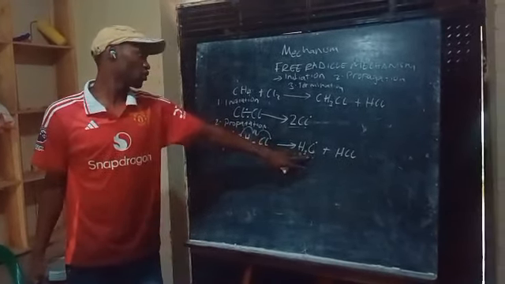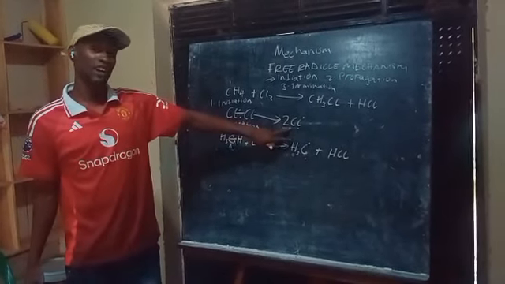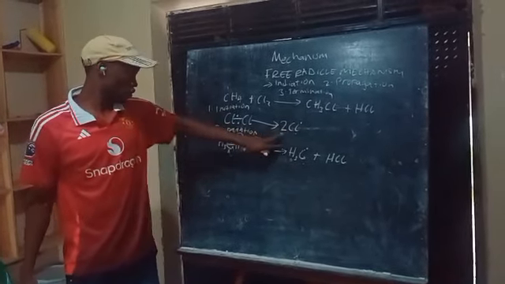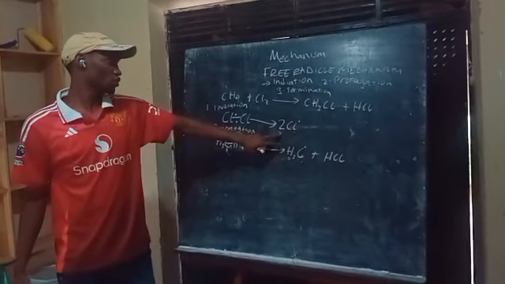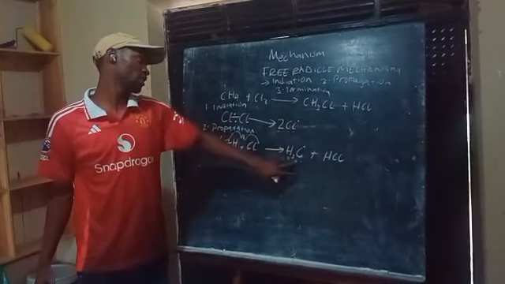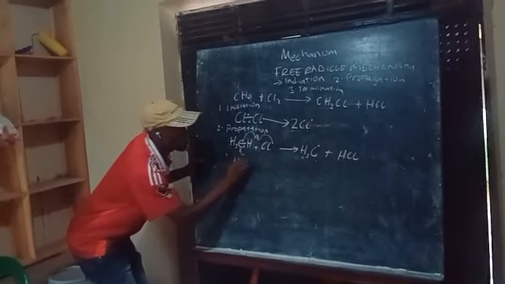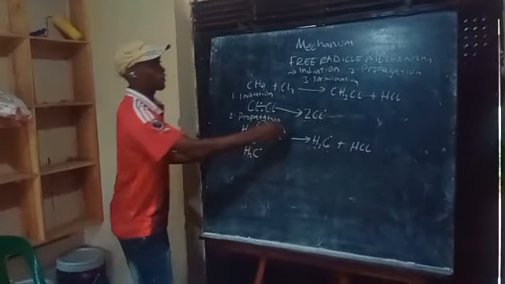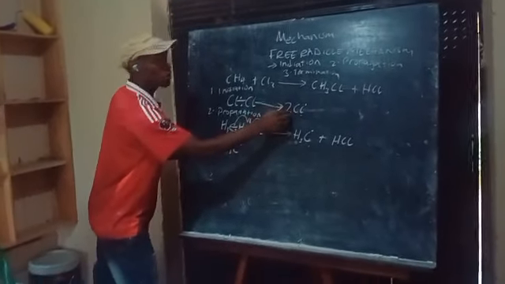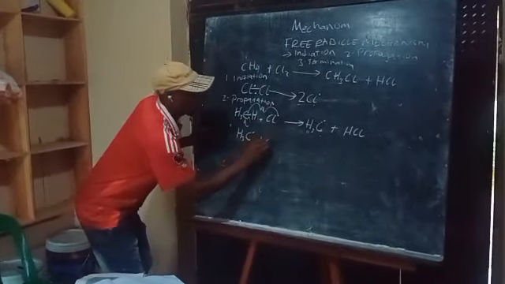So this one is going to react again with the other chlorine. Remember, there are two chlorines here. So it's going to react with another chlorine in here. So we will see that we have H3C. Remember, it has one radical up. So it will react again with another chlorine which we left here.